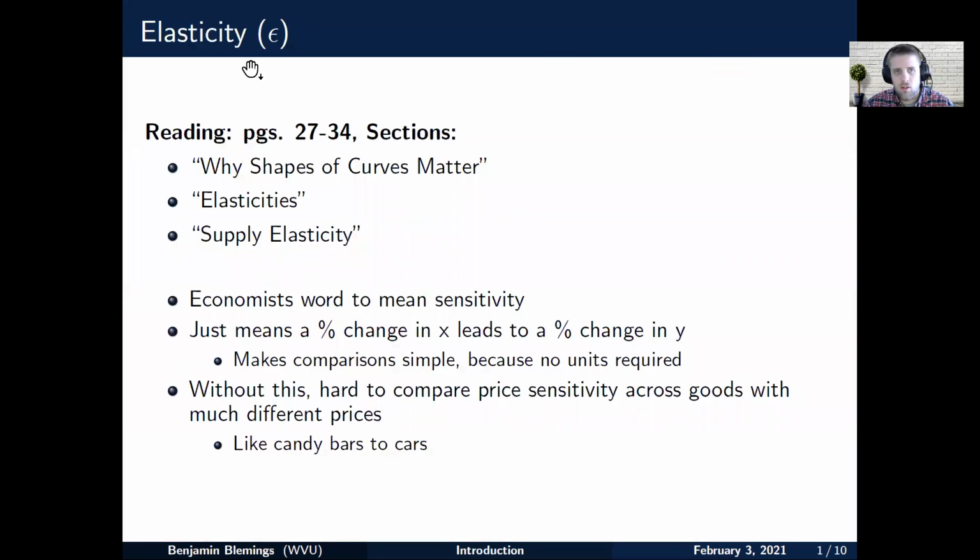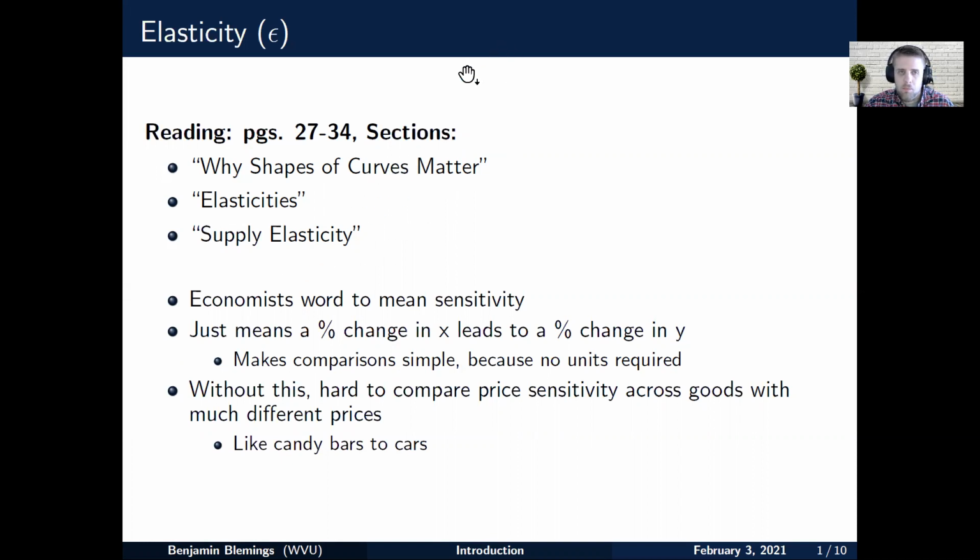So elasticity, which is kind of denoted in the literature by this epsilon, this Greek letter E. For our readings, it's pages 27 to 34, and I'm going to start putting the titles of those sections as they're called in my book, in case that helps you learn for whatever edition you have. So the Y shapes of curves, matter elasticities, and supply elasticity.